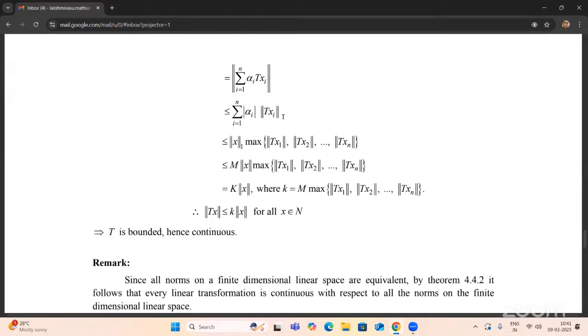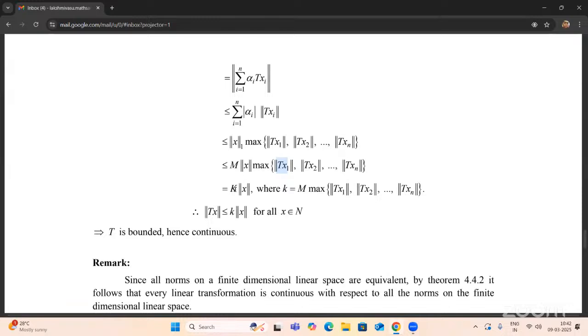So summation of mod alpha means mod alpha 1, mod alpha 2, mod alpha 3, and so on. That value is norm x at 1. So this is the maximum of norm Tx1, norm Tx2, and so on up to norm Txn. So that is capital M into the maximum of norm Tx1, norm Tx2, so on norm Txn.